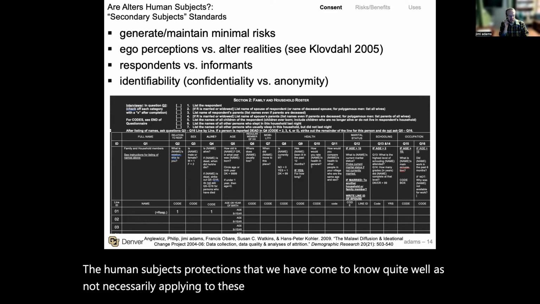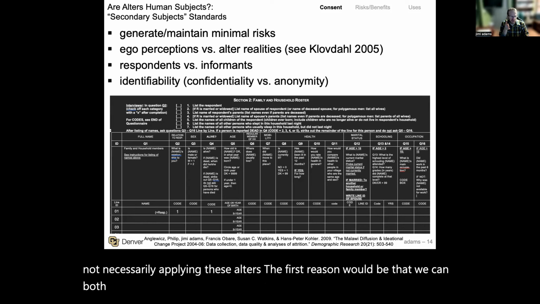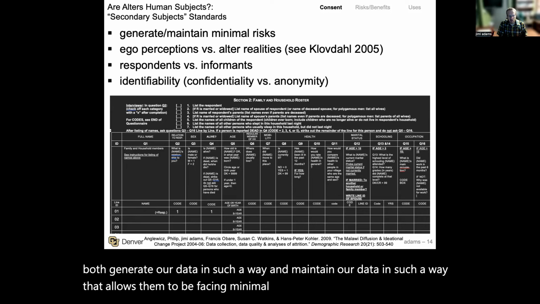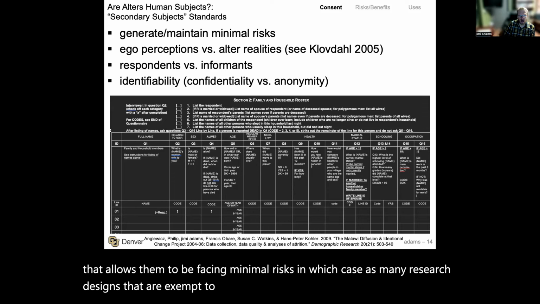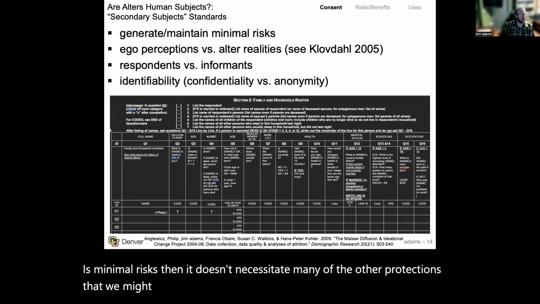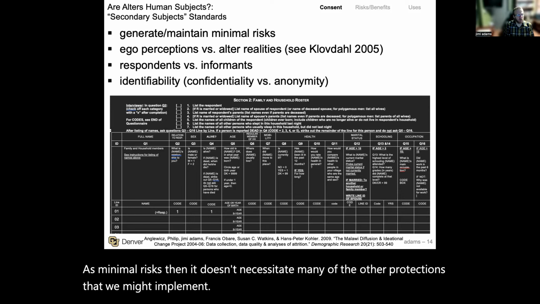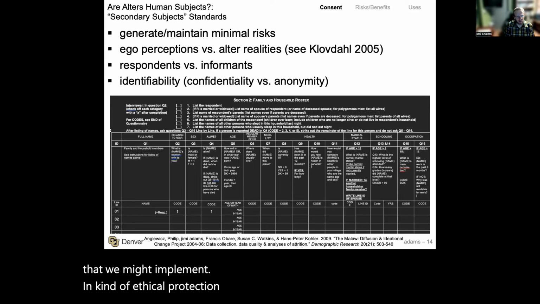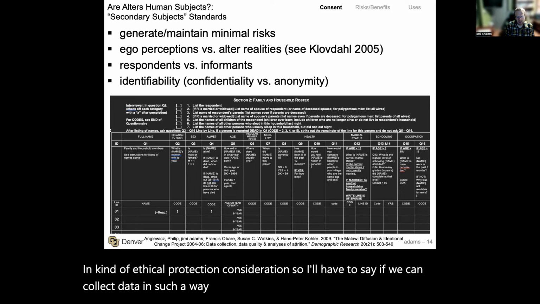The first reason would be that we can both generate our data in such a way and maintain our data in such a way that allows them to be facing minimal risks, in which case, as many research designs that are exempt have found, if we have what get defined as minimal risks, then it doesn't necessitate many of the other protections that we might implement in ethical protection considerations. So I'd like to say, if we can collect data in such a way that maintains minimal risks, the human subjects protections might not be necessary.